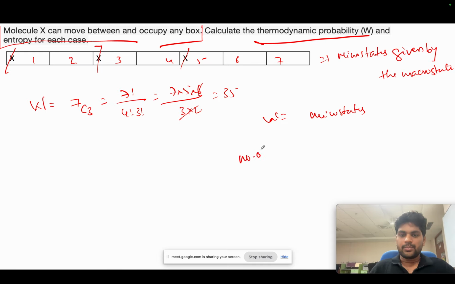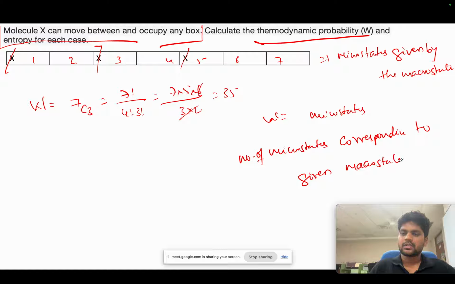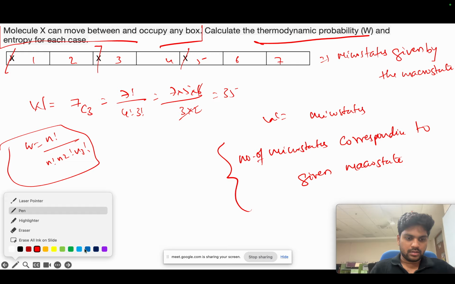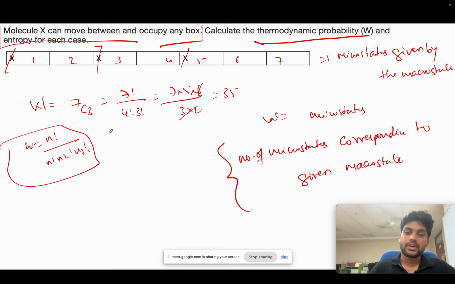number of microstates corresponding to given microstate. Okay, so for initial, forget about this formula. Okay, this formula is already known, right? For a few minutes we'll come to the definition of the thermodynamic probability.